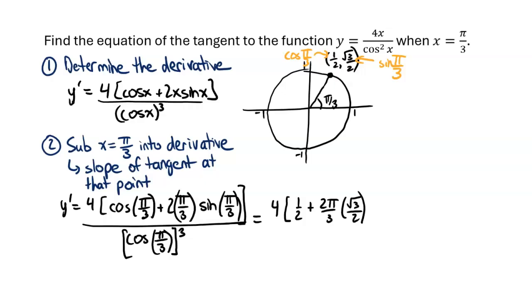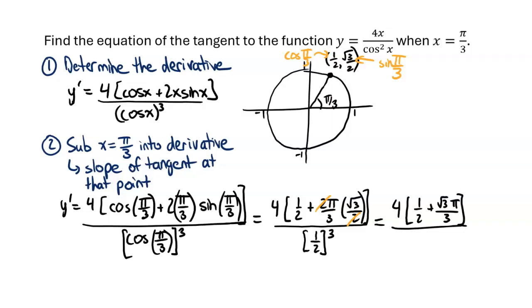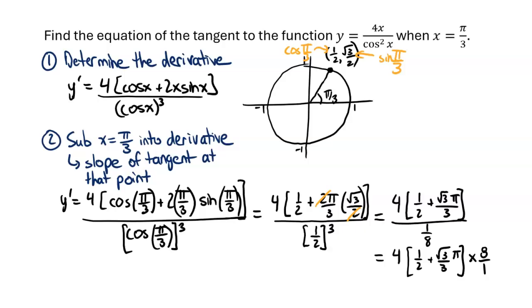So I'm going to put the 1/2 in for cos of pi over 3. I'm going to put the root 3 over 2 in place of the sine of pi over 3. And in the denominator, I'm going to have 1/2 to the power of 3. So now what I want to do is simplify this and keep it exact. Noting that I can cancel out the 2 in the numerator and denominator here, I'm left with root 3 times pi over 3. The denominator, though, becomes 1 over 8. 1 cubed is 1, 2 cubed is 8. That gives me the following. I can multiply that by the reciprocal. So the reciprocal of 1/8 means I'm going to multiply by 8 over 1.